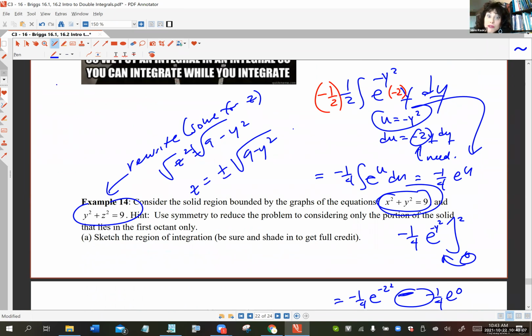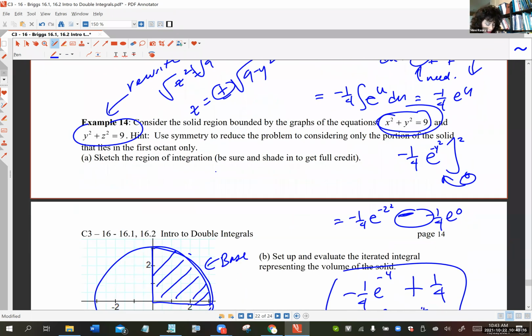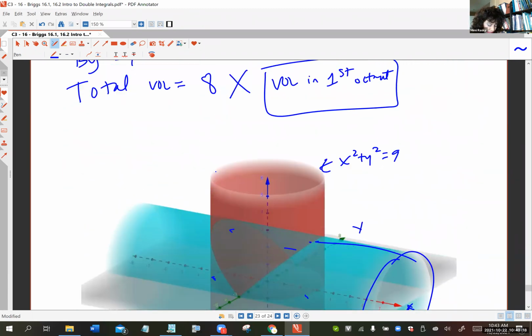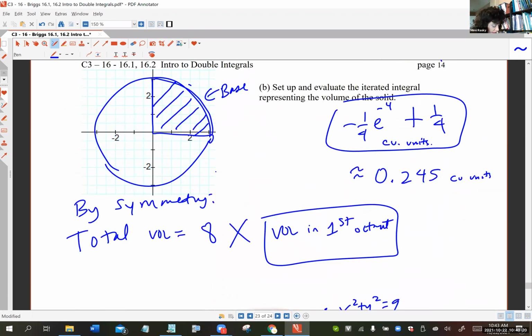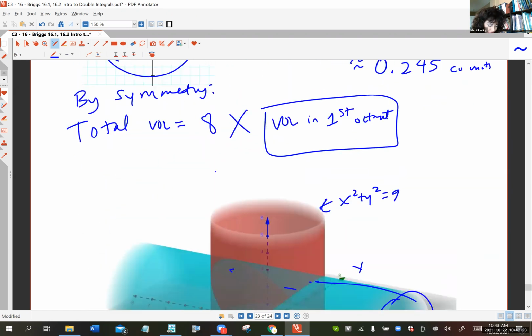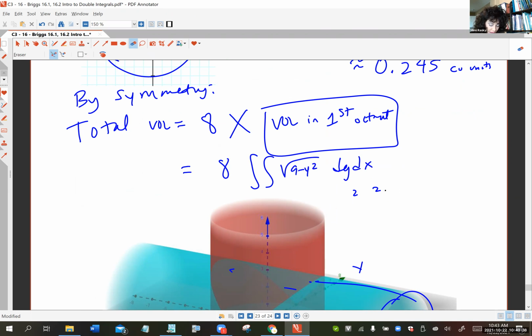And since we are in the first octant where z is always positive, we will have the positive square root of 9 minus y squared. Okay, so that's going to be our capping surface. All right, so now we're ready to set this whole thing up. So the total volume is going to be 8 times a double integral, where we're going to have a capping surface, so that's square root of 9 minus y squared. And I'm going to choose my favorite order of integration, dy dx.